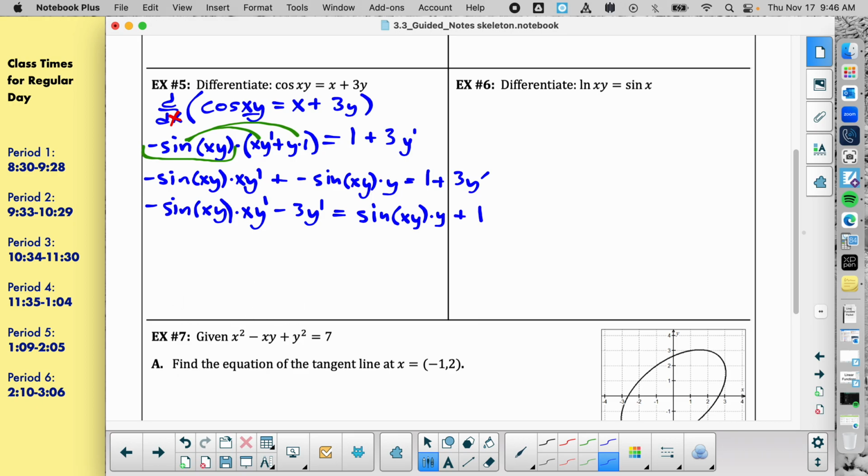Okay. It looks far worse, but do you guys remember how we got y prime kind of on its own yesterday? Factored out. Because they both have y prime, if they're both multiplied by y prime, I think factored out. So y prime times negative sine xy x minus 3.